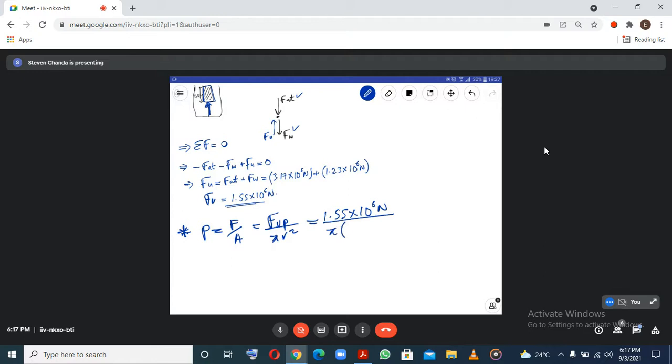And then, so that's pi. Then the radius is 1 meter, isn't it? So that's going to be 4.93 times 10 to the power 5 pi. Yeah, so that's it.